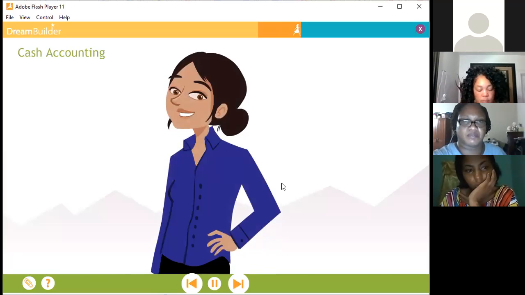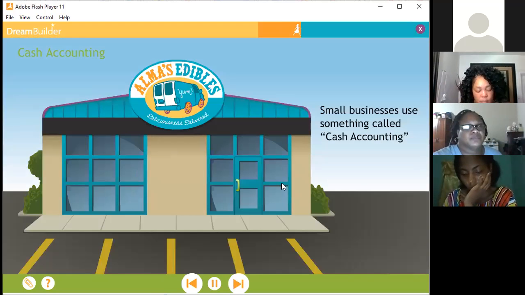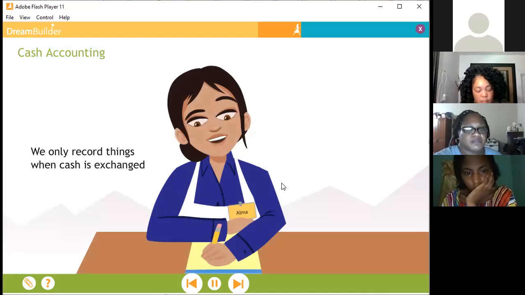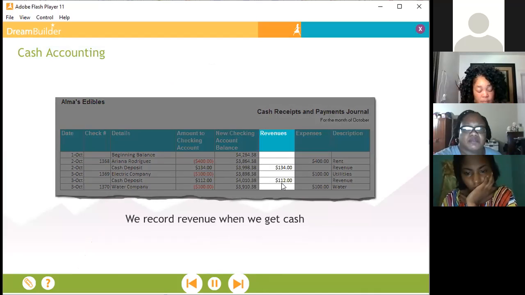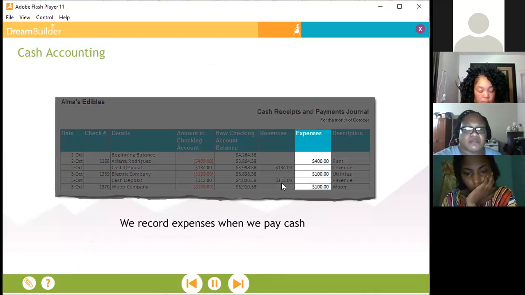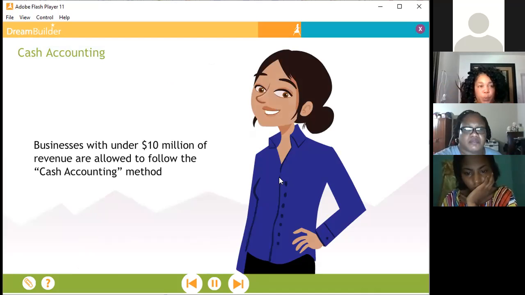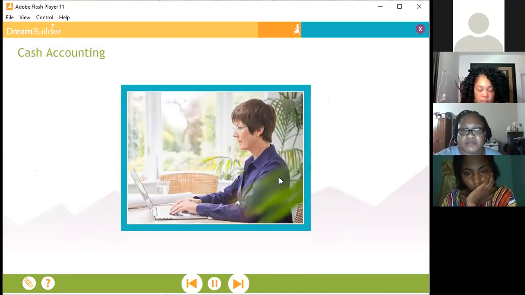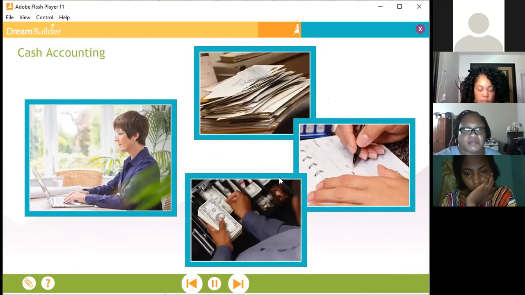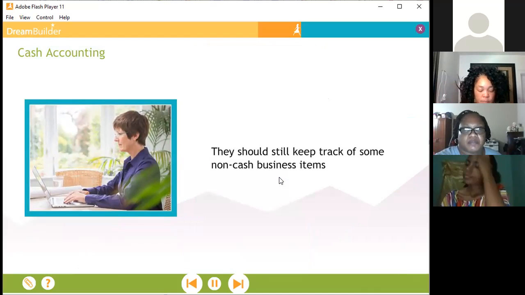While your business may eventually grow to become a very large business, it will start out small. Small businesses like ours use something called cash accounting. This just means that we only record things when cash is exchanged. We record revenue when we get cash or checks, and we record expenses when we pay cash or write checks. In the U.S., businesses with under $10 million of revenue are allowed to use this method of accounting, and it's much easier than other methods of accounting. But even though small business owners only need to record revenue and expenses when cash is exchanged, they should still keep track of some non-cash business items. We're going to look at those items next.